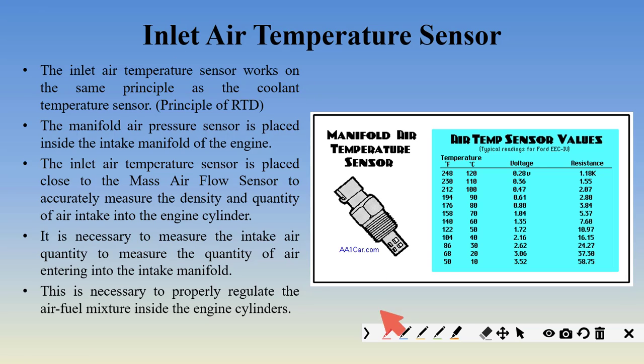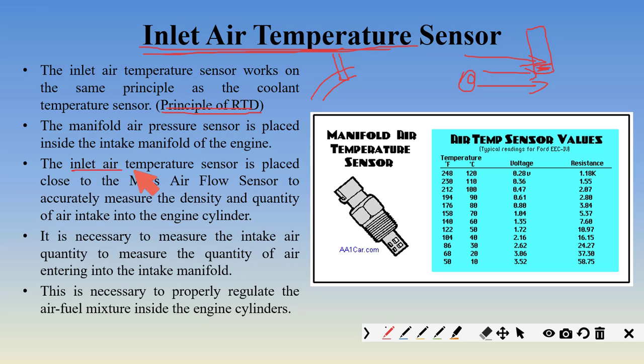The inlet air temperature sensor works on the same principle as the coolant temperature sensor. The difference is coolant temperature sensor measures the temperature of a liquid, whereas inlet air temperature sensor measures the temperature of the inlet air. So the function of both is the same. Inlet air temperature sensor also works on the same principle of RTD, right? This inlet air temperature sensor is placed inside the intake manifold, and over there we can measure the temperature of the inlet air, and by measuring the temperature of inlet air we get a lot of information.